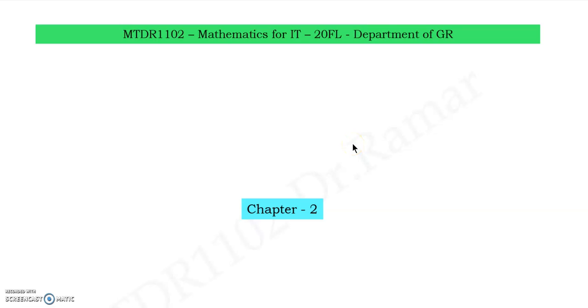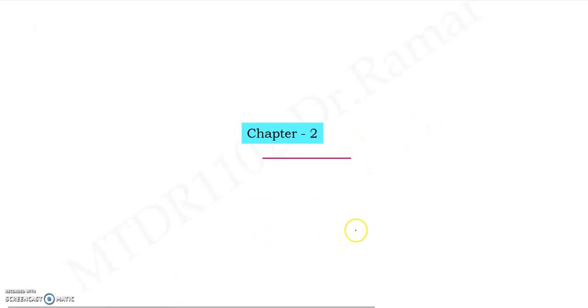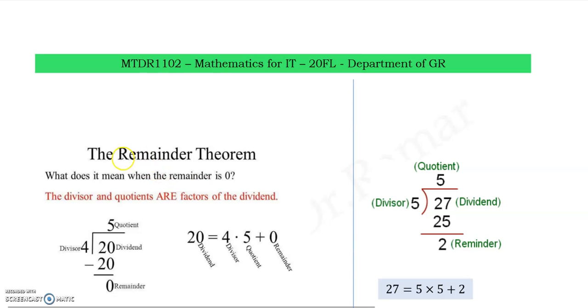Dear students, in this video we are going to see chapter 2, the remainder theorem. What does it mean when the remainder is 0?